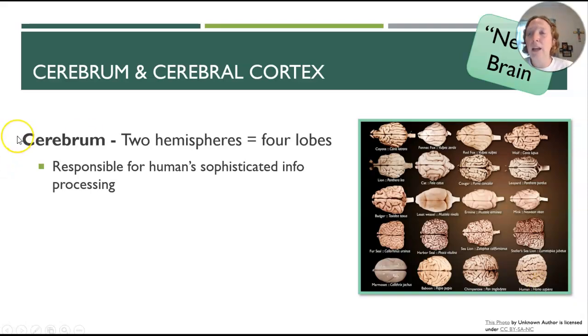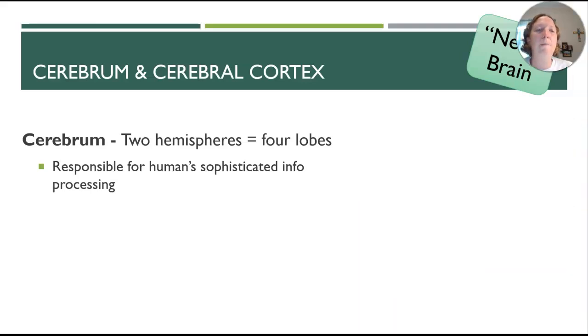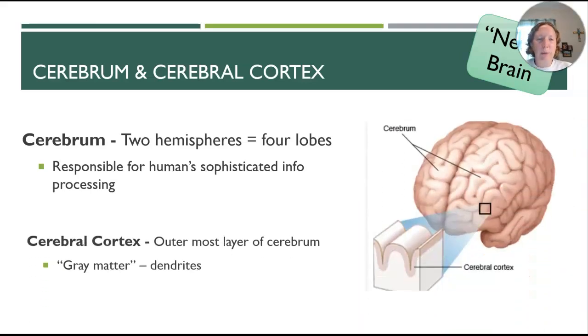So as I was saying, the cerebrum is made up of 2 hemispheres, and we study it as like 4 different lobes. This is responsible for humans' sophisticated information processing. So the way we are able to think today at a more advanced level compared to our caveman ancestors. There we go. So there's the cerebrum. Within the cerebrum, we have the cerebral cortex, which is the outermost layer of those wrinkles. We sometimes call this the gray matter, and these are the dendrites that will often receive the messages from the spinal cord and the other parts of our body.